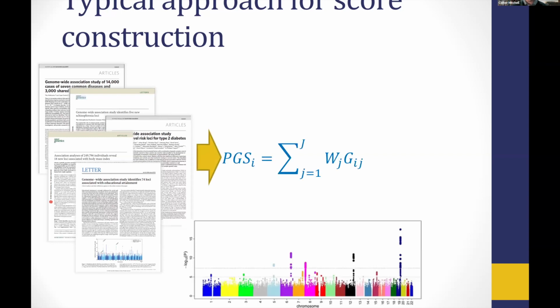So when we create a polygenic score, we're taking the results from those external studies and applying them to our data. So, for example, this is called a Manhattan plot. This is the chromosome. The x-axis is the chromosome location, the address of that genetic marker.